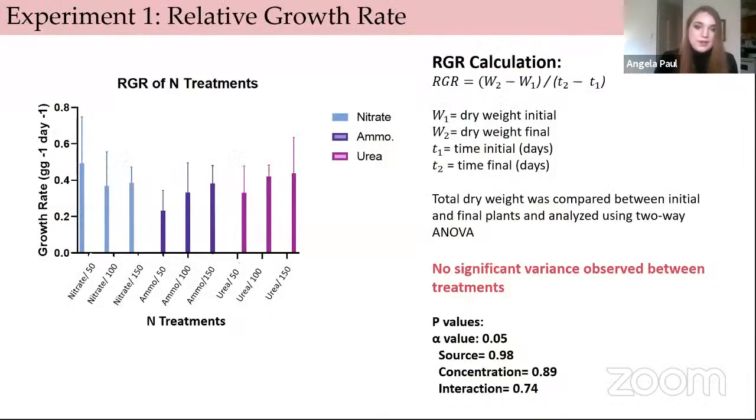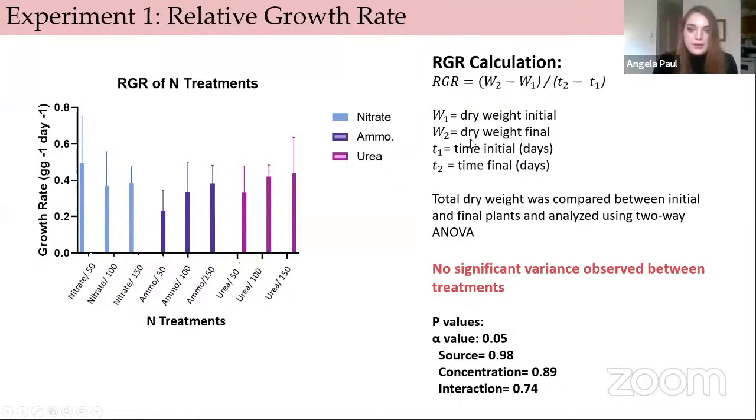So my results. First, looking at the relative growth rates, I compared this across all treatments. I calculated the relative growth rate using this formula here, where I compared the dry weight of a plant after I had finished data collection and applied all of the treatments after the period of my experiment, and then I subtracted it from the initial weight before I started applying treatments, which I collected at the start of my experiment. And then I divided that over the initial time of 0 days and the final time of 34 days.